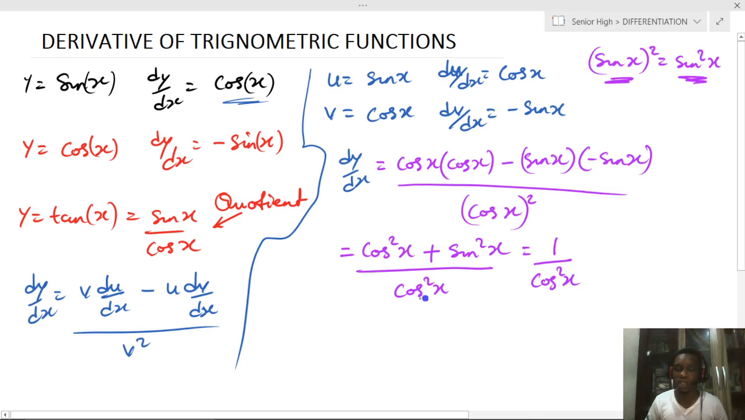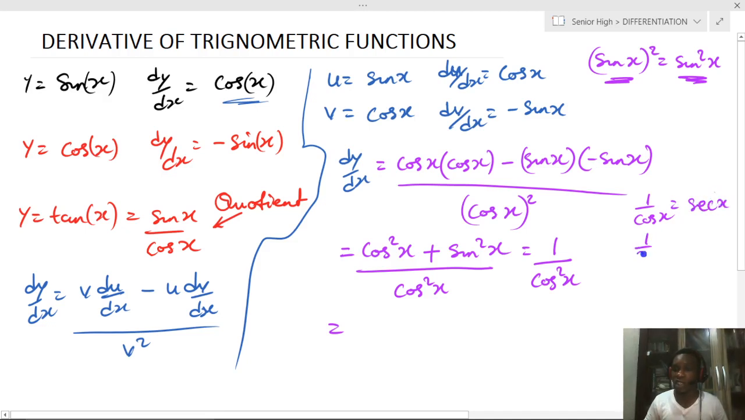But are we to stop there? No. 1 over cos x, in trig, we know that 1 over cos x is actually equal to sec x.